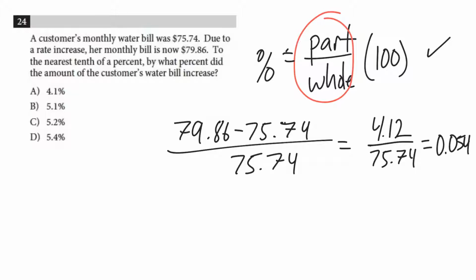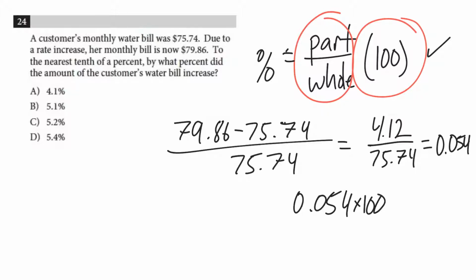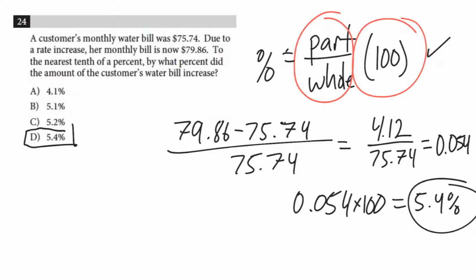Now to convert that into a percent, like I said, we got to multiply by 100. So we have 0.054 times 100. Well, that's going to equal 5.4%. D would be our solution.